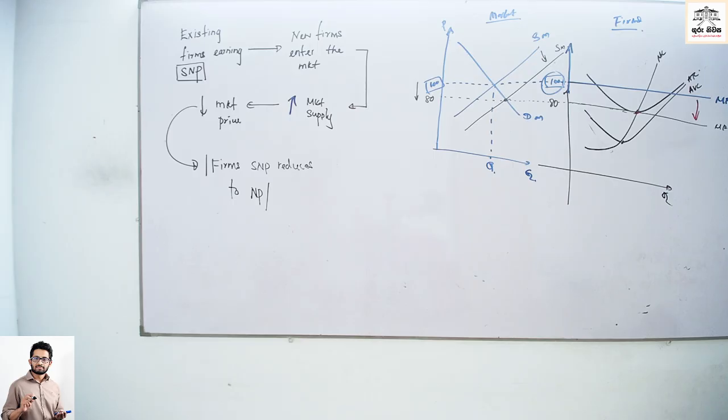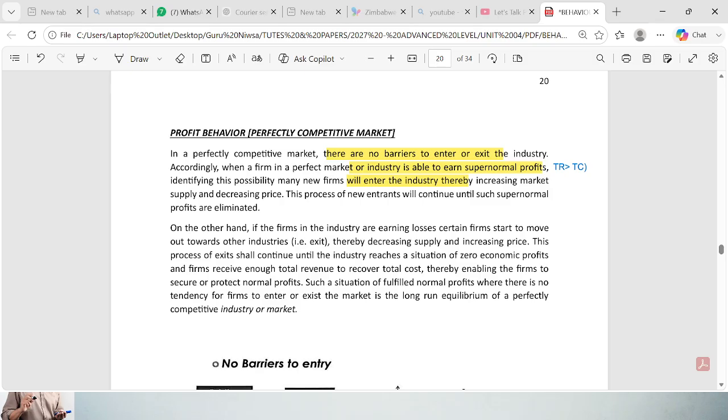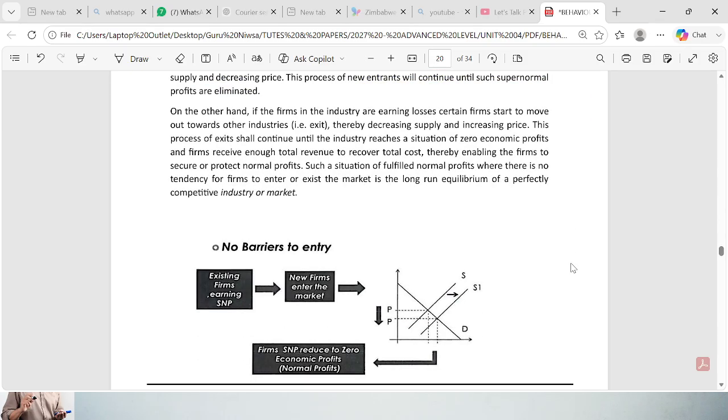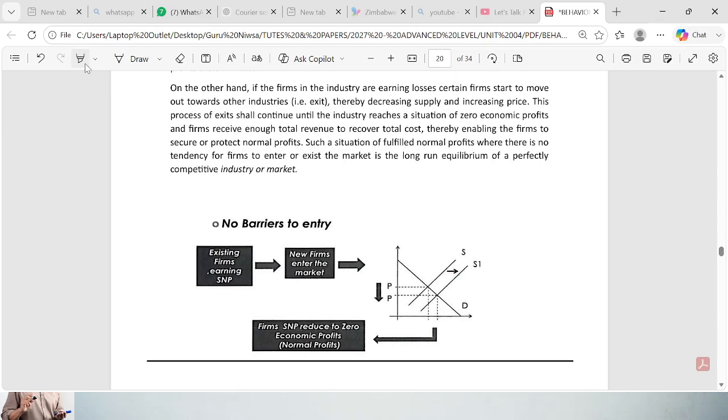Network issue. Yes, sir. Okay, then I explained this part, the no barriers to entry part.